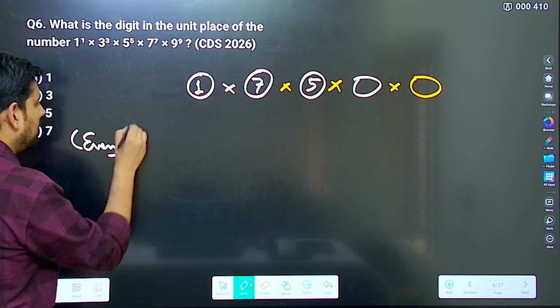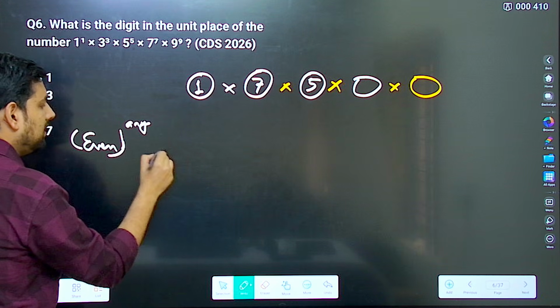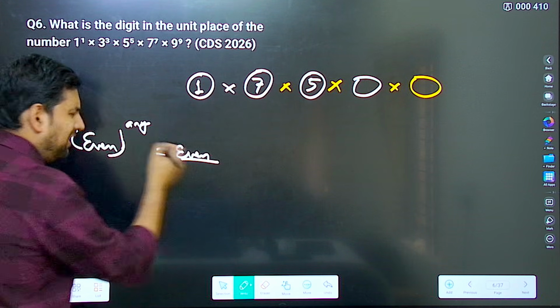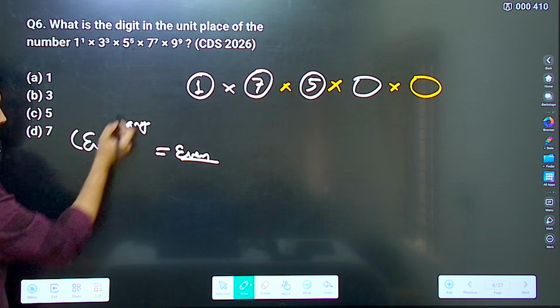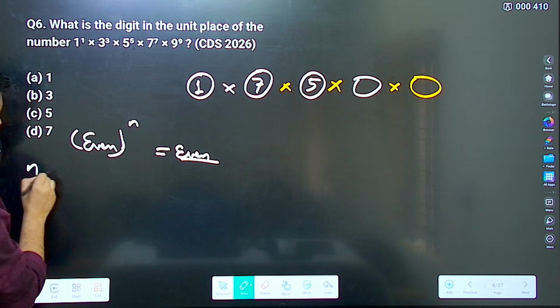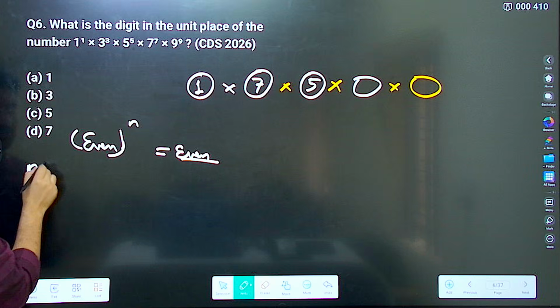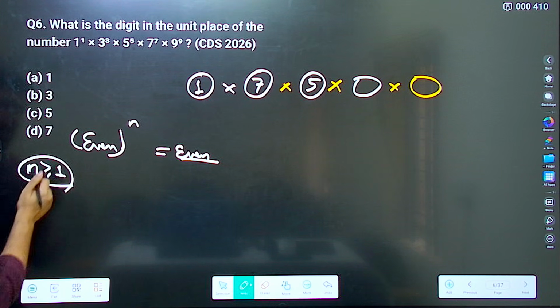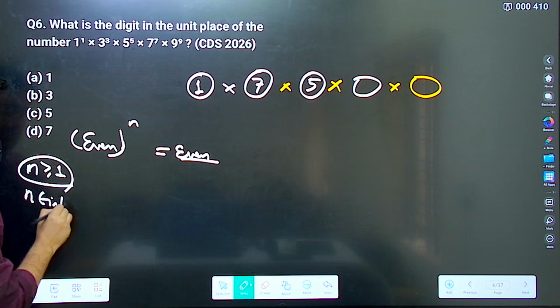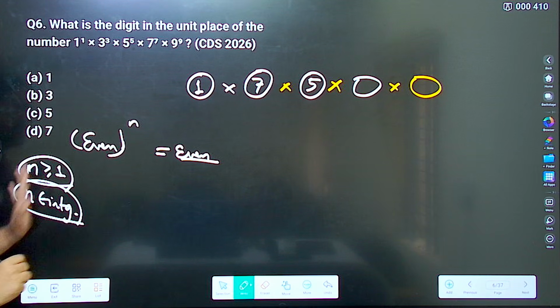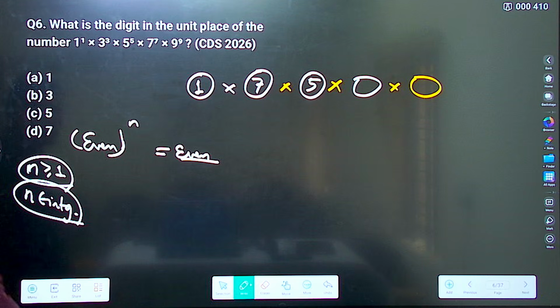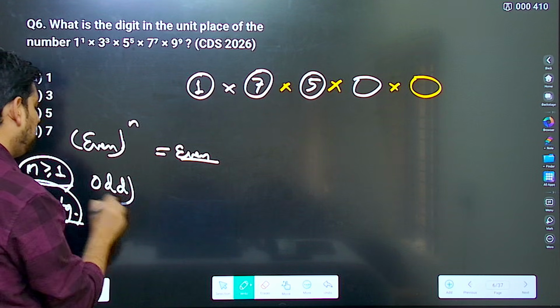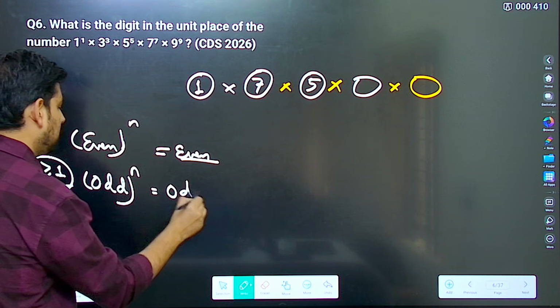Even power, any number will always be even, where n is greater than or equal to 1. You are talking about n and n is an integer. Then it always holds. Even number power n is even and odd number power n is always odd.